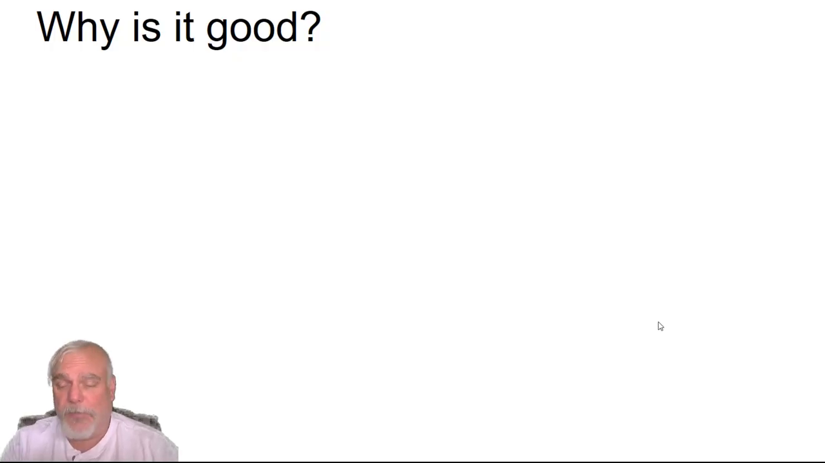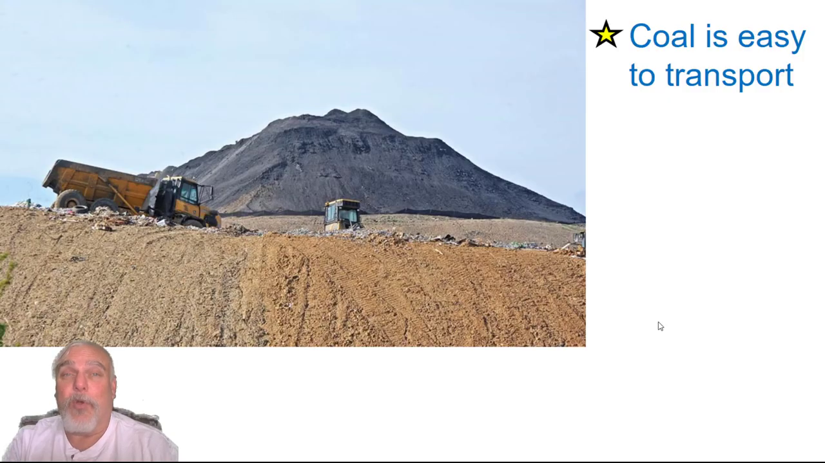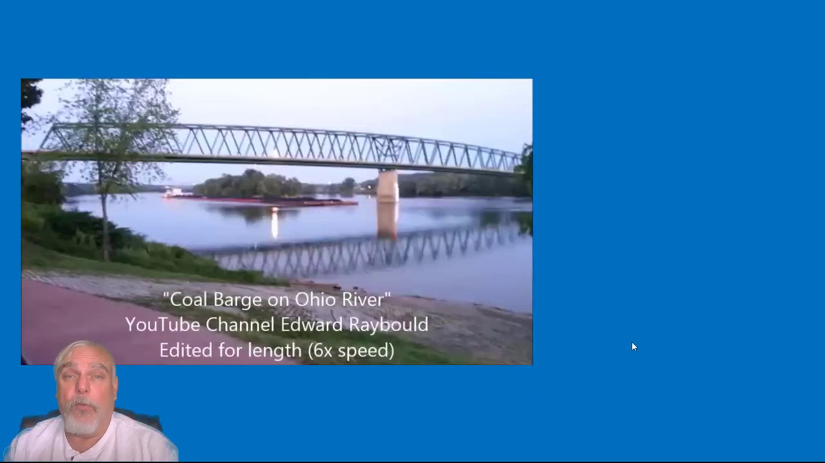Okay, let's talk about the positives of using coal. The biggest advantage of coal is that it is very abundant in the United States, especially here in Ohio, Kentucky, West Virginia. Tons of coal all over the place. You can find it without much trouble at all. Another big advantage of coal is that it is very easy to transport. A barge is the cheapest way to transport goods, and coal works very well for transport by barge. Here's a clip showing a coal barge on the Ohio River.